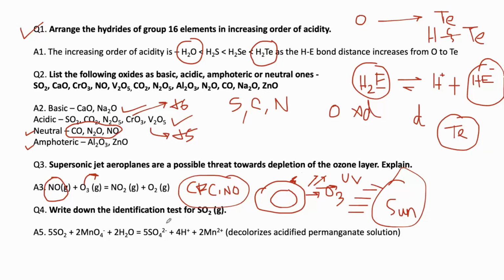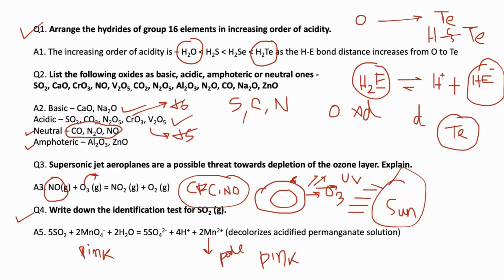The next question is: write down the identification test for sulfur dioxide gas. It is an informative question for you for exam purposes. When sulfur dioxide is passed through a dark pink, or you can say violet colored, permanganate solution, it will be oxidized to sulfate, and the permanganate becomes colorless or pale pink Mn2+. So if a gas is passed through a solution of potassium permanganate, and the permanganate solution is discolored from dark violet to pale pink, then it is SO2 gas.